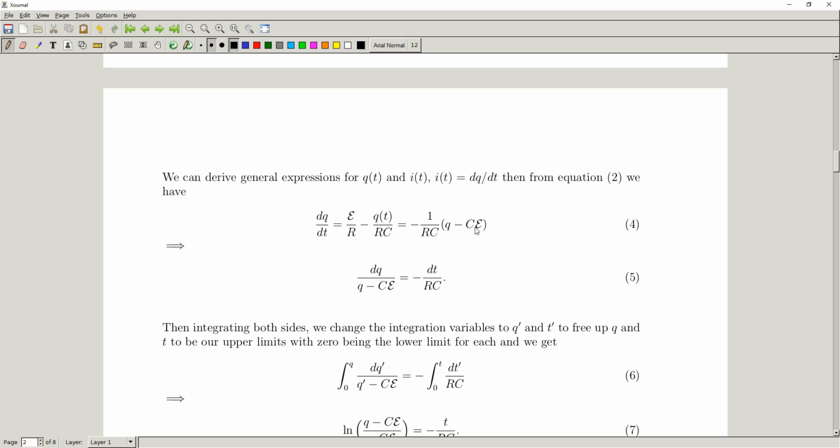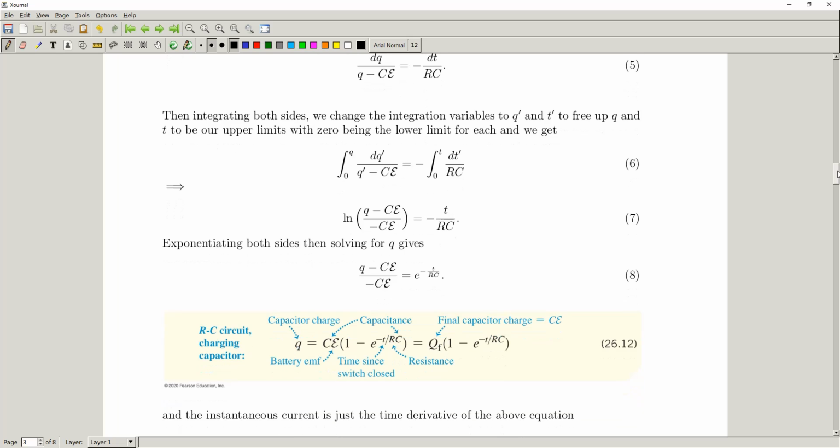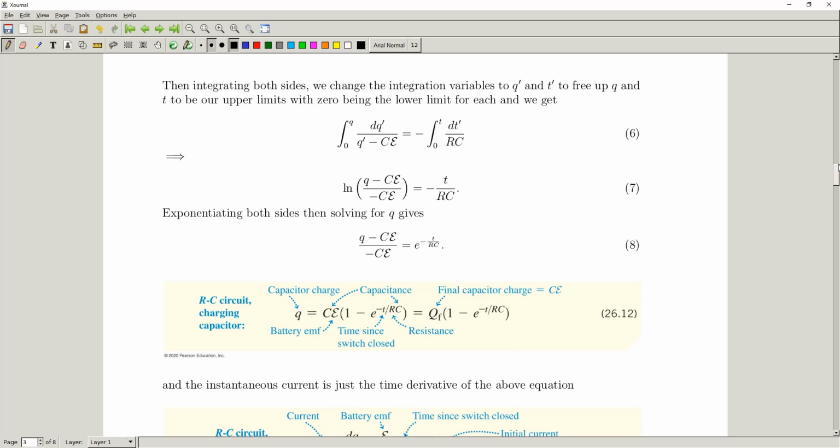We can simplify the right hand side a little bit. We'll factor out an RC in the basement from both. And then what we're wanting to do here is gather all of the Q terms on one side and all the T terms on the other side. And after we do that, we're simply going to integrate both sides. Okay, so we're going to relabel our dummy integration variables as Q prime and T prime here, so we free up Q and T to be used as our limits of integration. They're going to be our upper limits of integration, and our lower limits are going to be 0 in both cases. We'll do the integrals that we see here in equation 6.